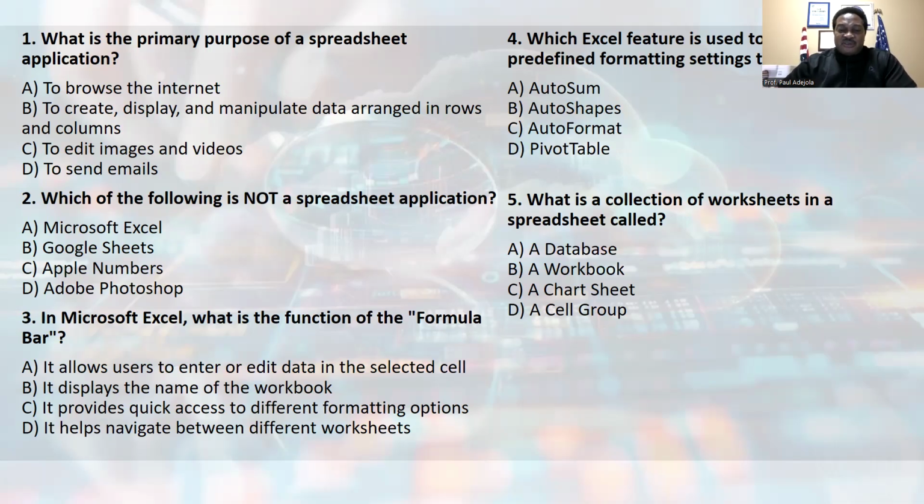Then D is Pivot. And question 5, what is a collection of worksheets in a spreadsheet called? A, a database, B, a workbook, C, a chart sheet, D, a cell group. I will leave you to answer that one yourself.